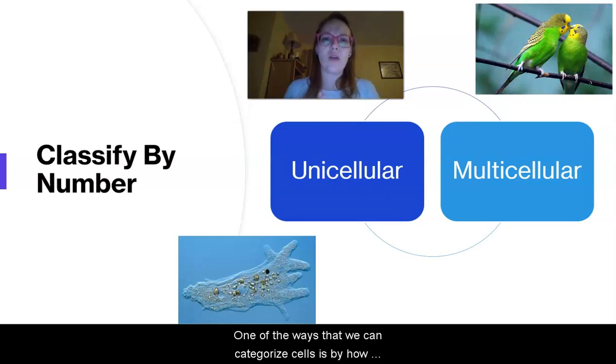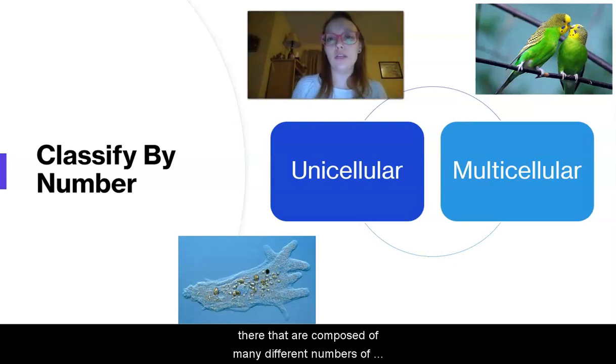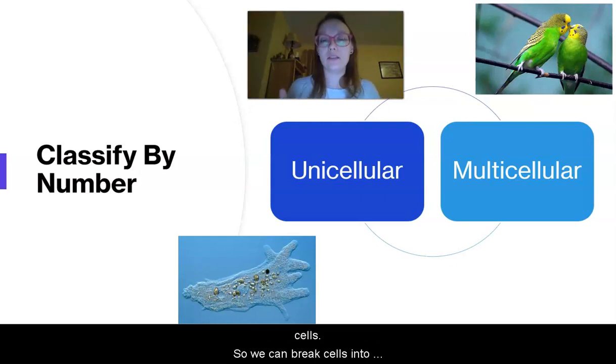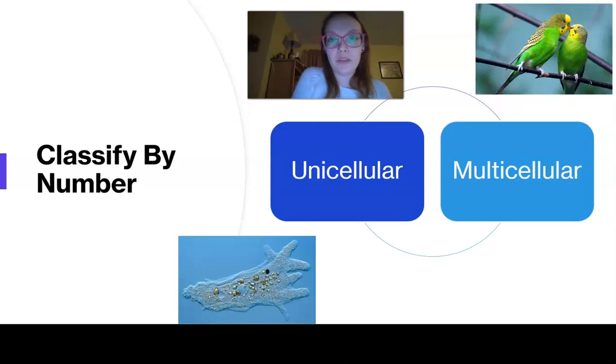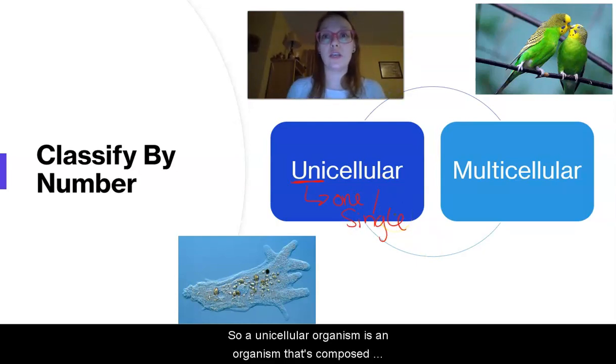One of the ways that we can categorize cells is by how many. There are organisms out there composed of many different numbers of cells. So we can break organisms into unicellular and multicellular organisms. Unicellular, uni means one or single. So a unicellular organism is an organism that's composed of one single cell. It can survive all on its own.